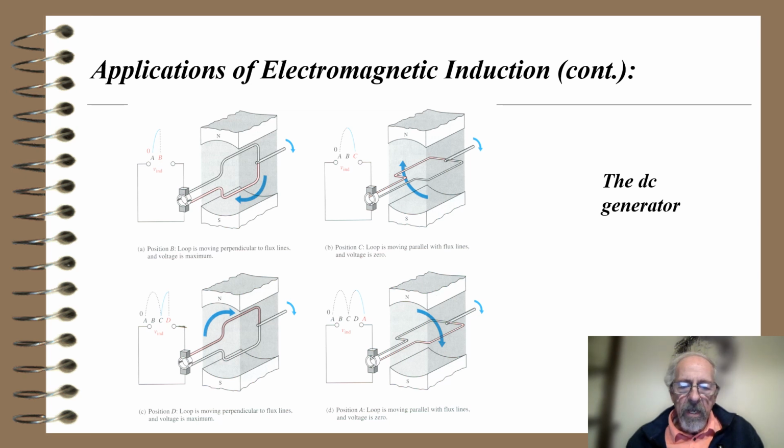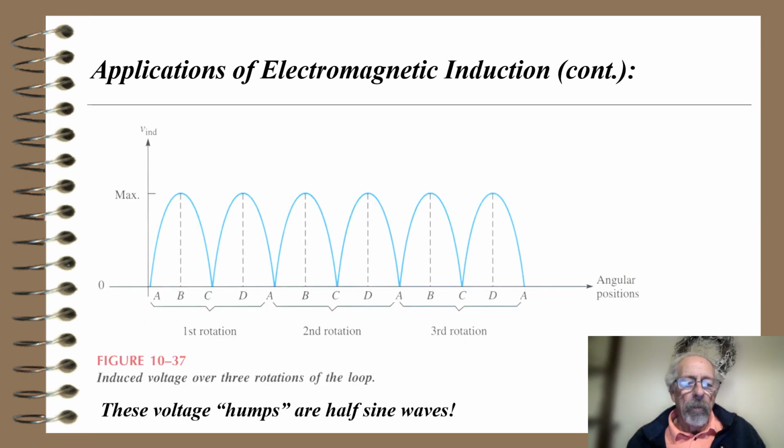Down in figure D, you see 2 humps, 2 halves of a sine wave, and that's the DC generator, as opposed to using slip rings, which give you an AC generator. So the induced voltage over 3 rotations of a loop, first, second, and third rotation, gives you 6 humps. The voltage humps are half sine waves.